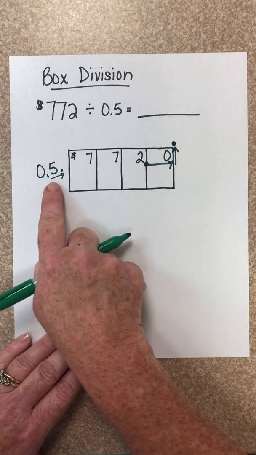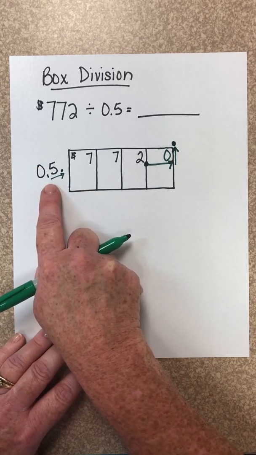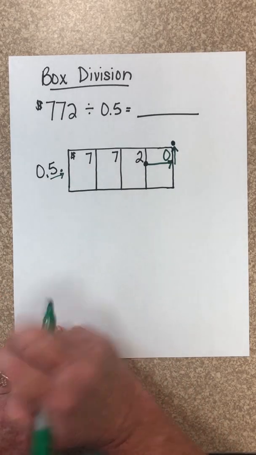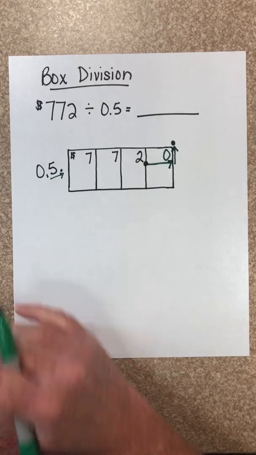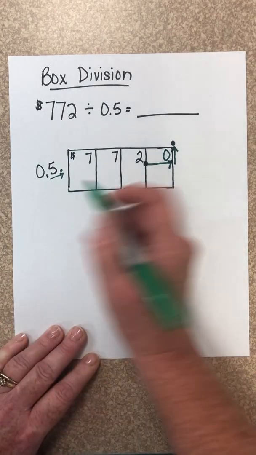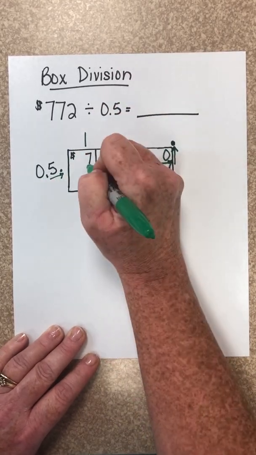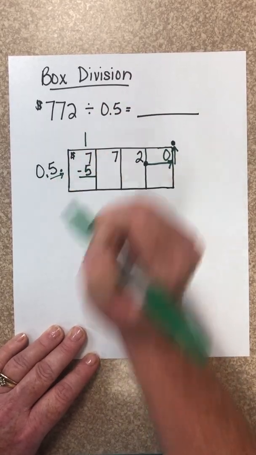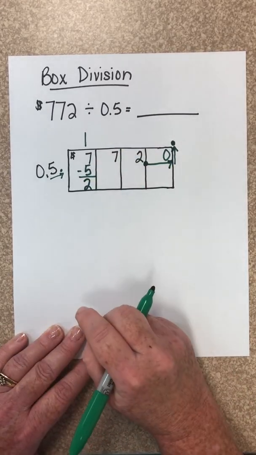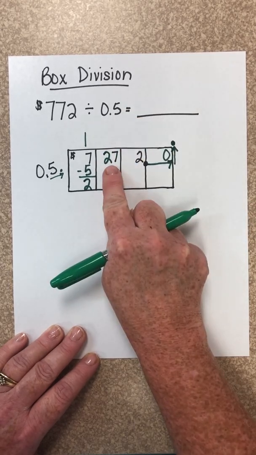Now let's begin. Remember, this is 5 whole. How many 5s are in 7? Pardon the bells. How many 5s are in 7? 1. 1 times 5 is 5. And now let's subtract. 7 minus 5 is 2. Let's carry that 2 to the second column, and now we have 27.